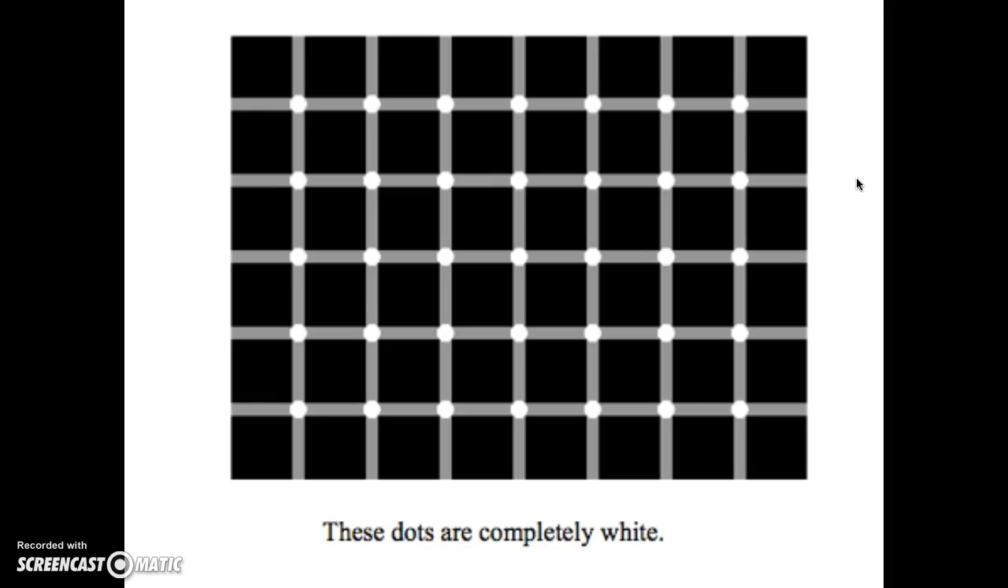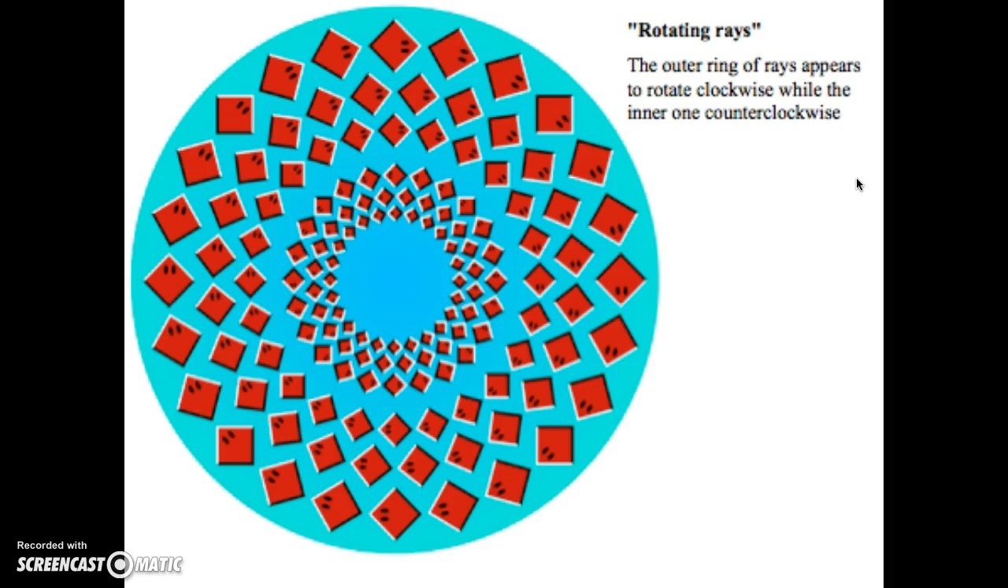It's pretty crazy. How about this one? Ready? Here's a crazy one. This is not animation. This is your mind tricking you. I'll just let that spin for a second because I enjoy looking at these. Okay, how about this one? The outer ring of rays appears to rotate clockwise, while the inner one appears to rotate counterclockwise. How does that happen? It's an optical illusion.